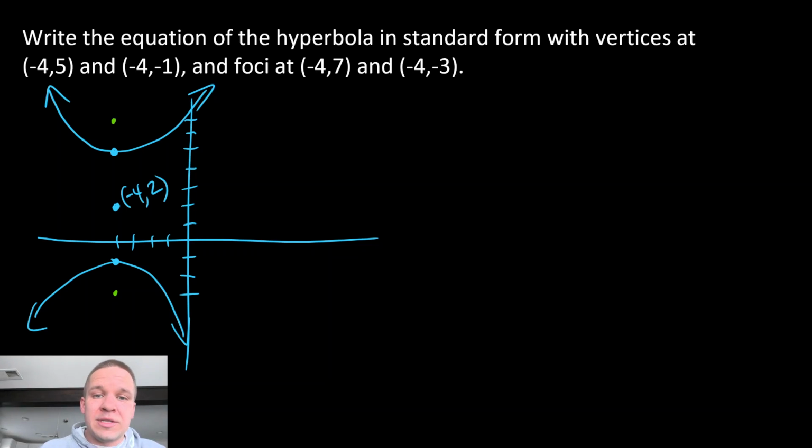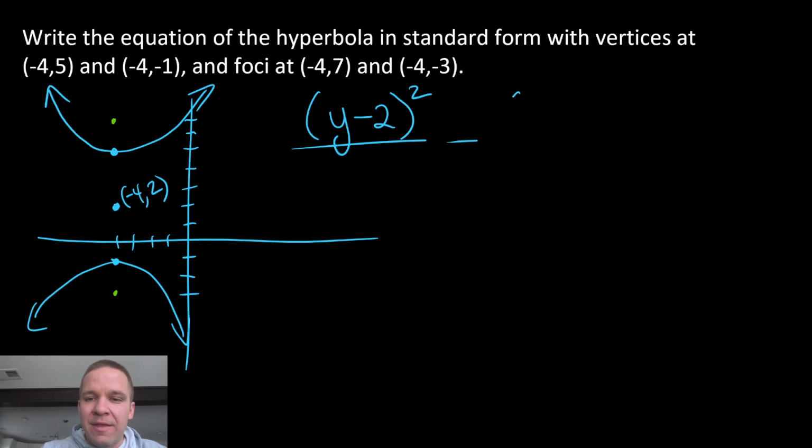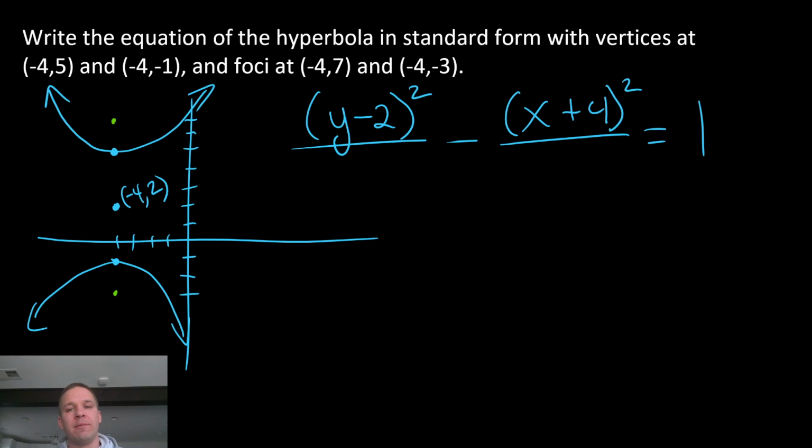Now I can start putting this thing together, right? Well, it's opening up and down, which means it's going to be (y - 2) squared over something, and then it's going to be (x - (-4)), so (x + 4) squared over something, equals 1. So what are those somethings?